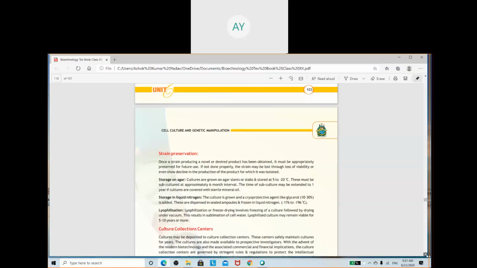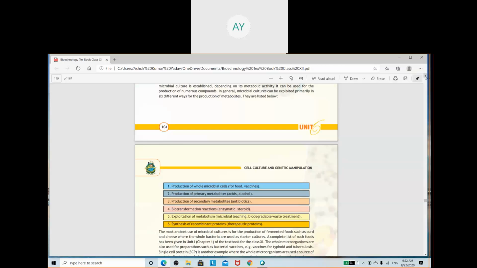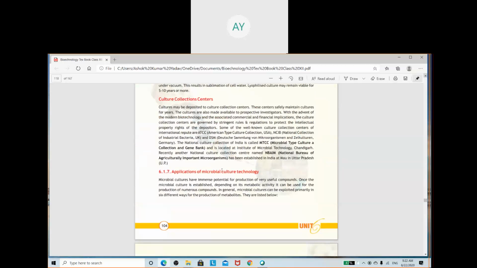Now come to the next topic, which is application of microbial cell culture. Before going to that topic, you should know about culture collection centers. There are national culture collection centers and international culture collection centers, also known as gene banks. A gene bank is the place where we maintain or preserve bacterial strains through lyophilization and cryopreservation for 5 to 10 years and more than 10 years.